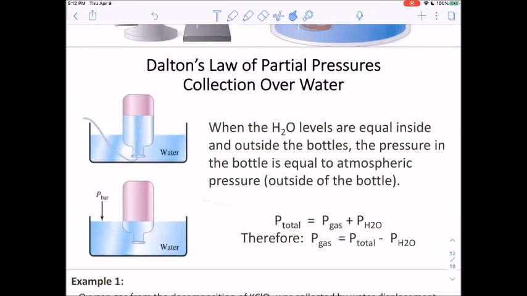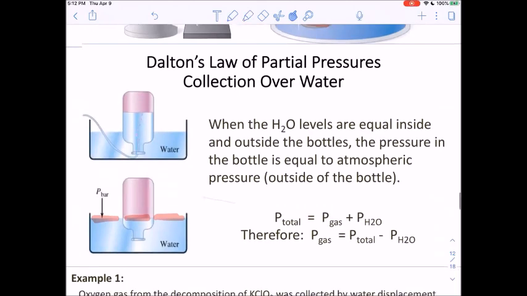Another important thing to note here is when we find that point where the water level inside this container is equal to the water that's outside of the container, that means the pressure inside the bottle is equal to the pressure that's outside of the bottle at that point. So total pressure is equal to pressure of the gas plus the pressure of the H2O.